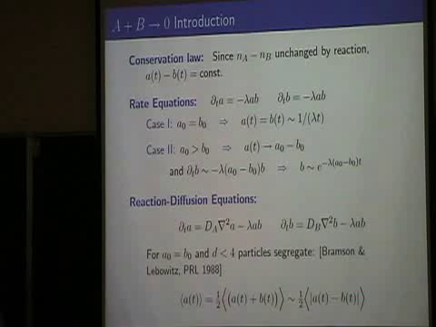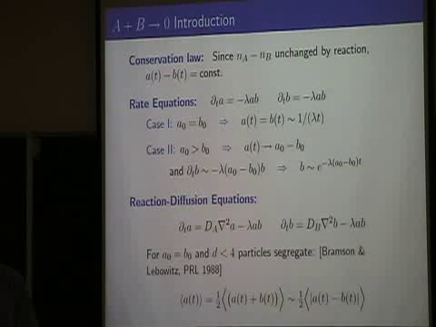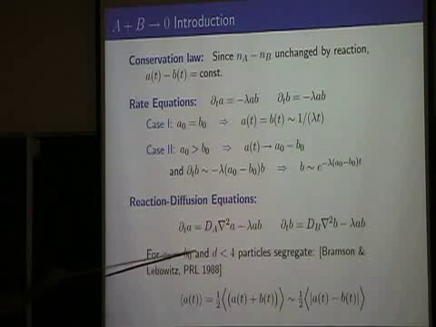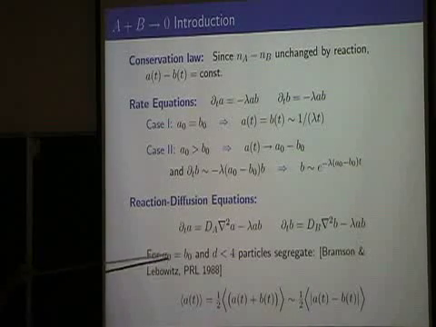Because the A particles win. They're everywhere. But I don't quite understand. When you say A0 equals B0, is that average? No, this is an initial condition. For that special initial condition.